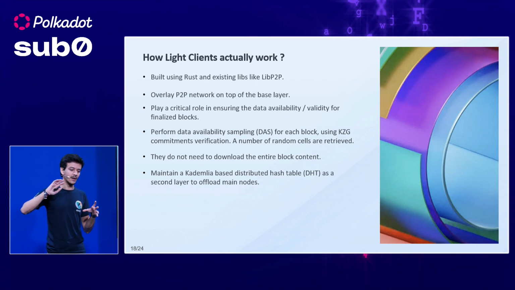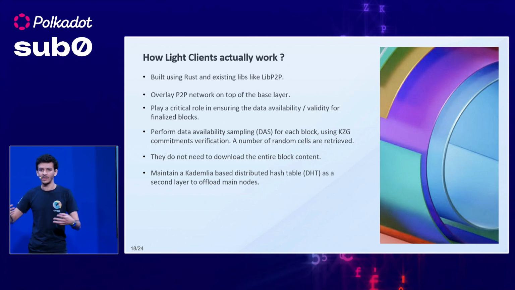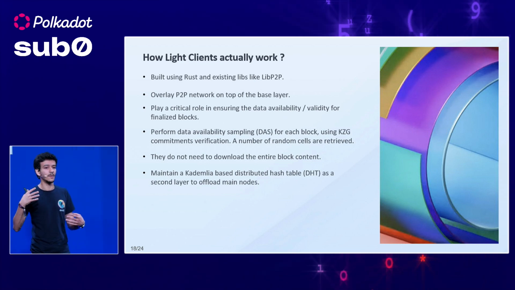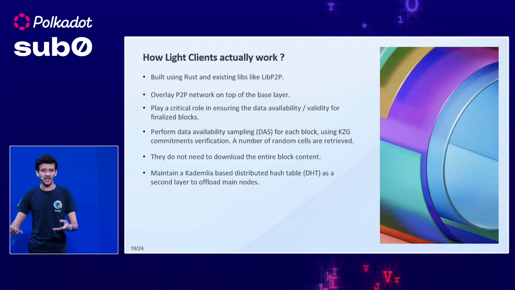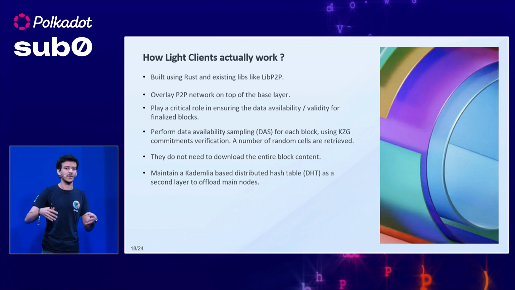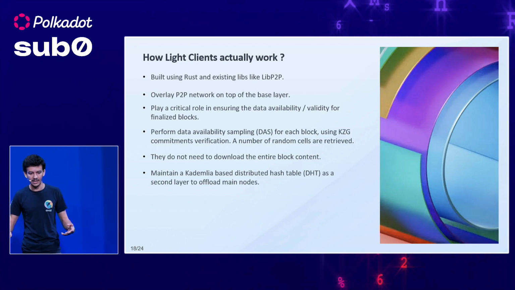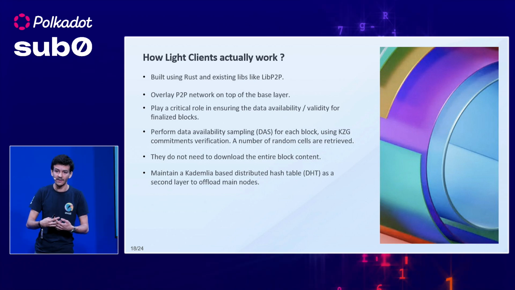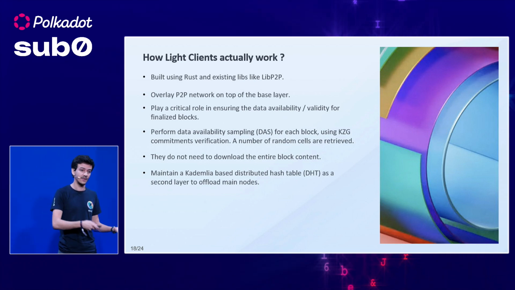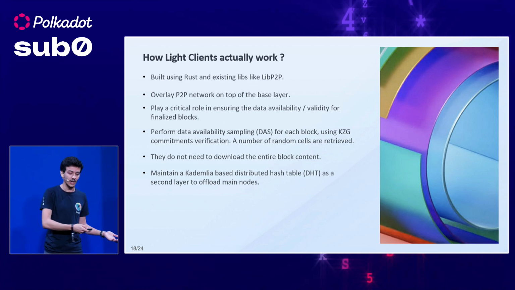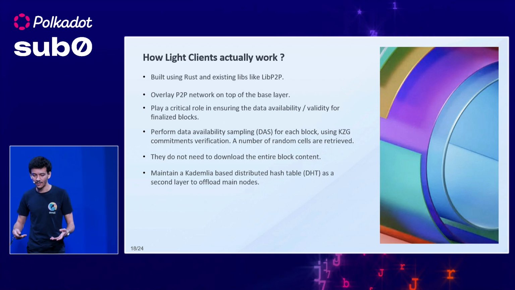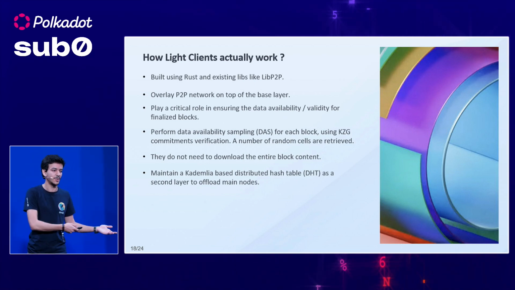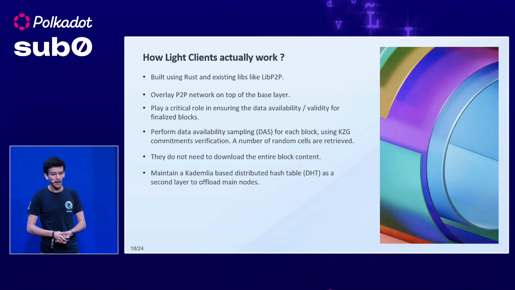To offload the main nodes, we have said that the main nodes are here and provide the RPCs to interact with the block body. If something is queried again and again, it will be cached using those RPCs. But if we have millions of light clients, we do want the light clients to communicate among themselves. So if a cell is already retrieved by another light client, using this distributed hash table, we will know that this cell has already been queried. So we won't query it from the RPC, but directly from the peer-to-peer network.